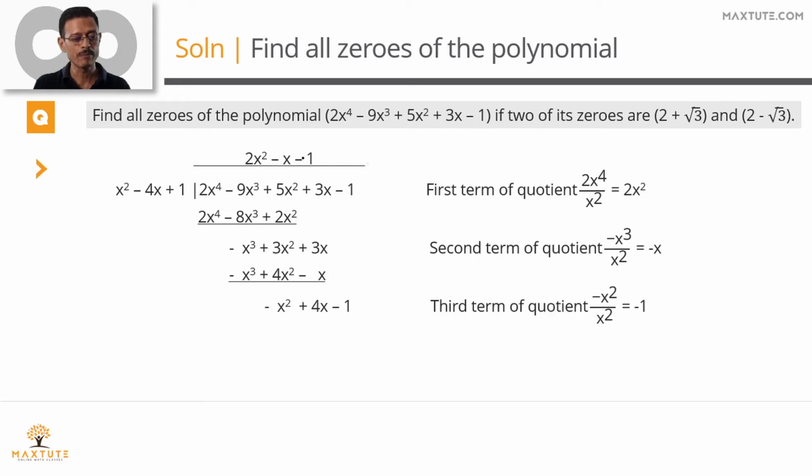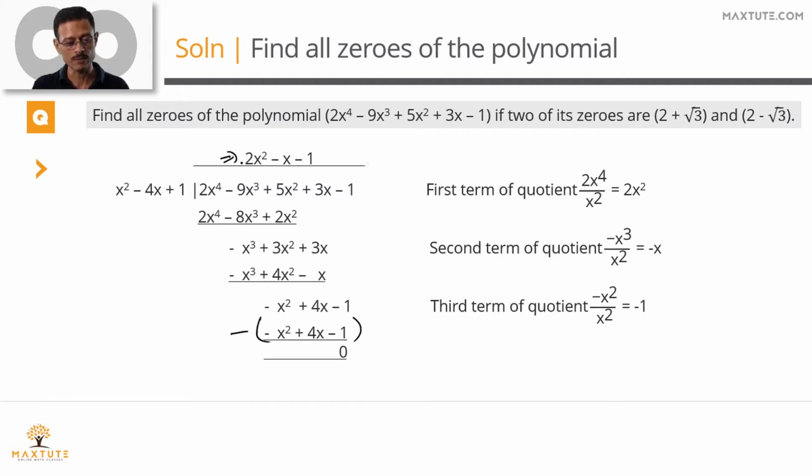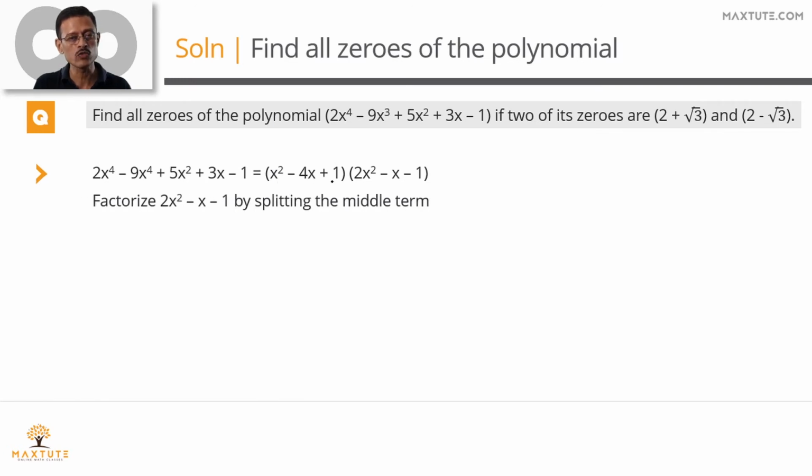So multiply this minus 1 with each term of the divisor to get this term. Both these terms are the same. So if we subtract it, we'll get a remainder which is equal to 0. So the quotient of this division is 2x square minus x minus 1. So we can write our polynomial as x square minus 4x plus 1, which was our divisor, into the quotient, which is 2x square minus x minus 1.